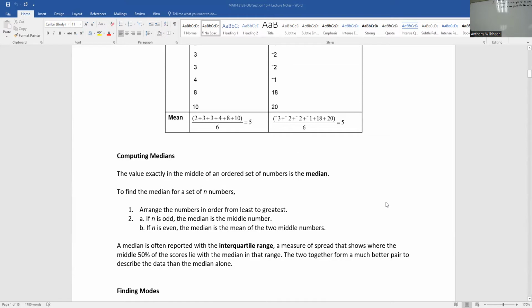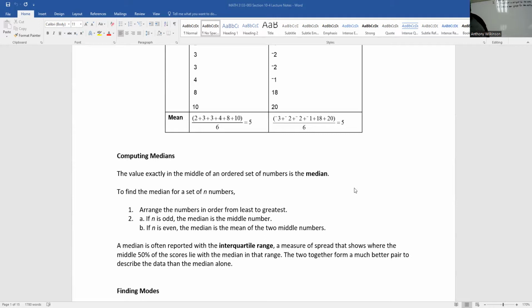The median is always going to be the middle number of an ordered set of numbers. That's going to be very important, because that phrase, ordered set of numbers, means that we must put our data set in numerical order from least to greatest, or from greatest to least, but preferably least to greatest. So to find the median of a set of numbers, we arrange the numbers from least to greatest.